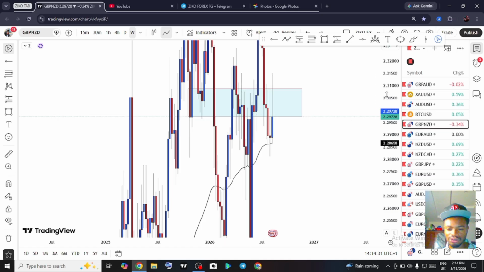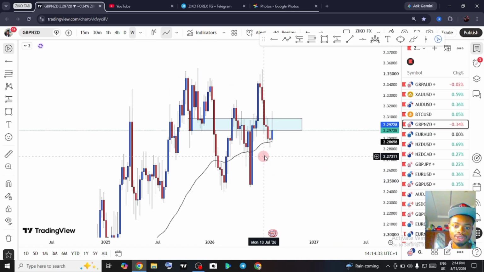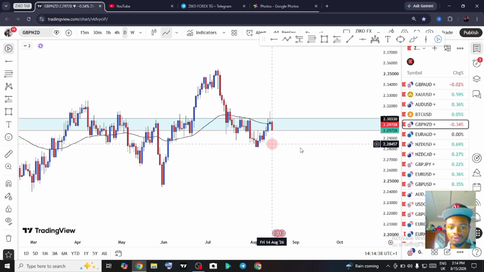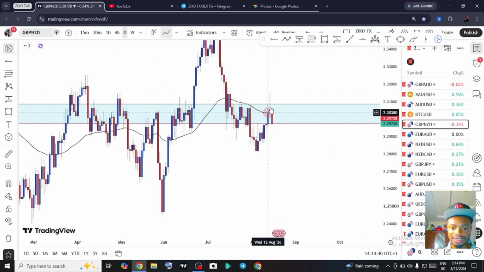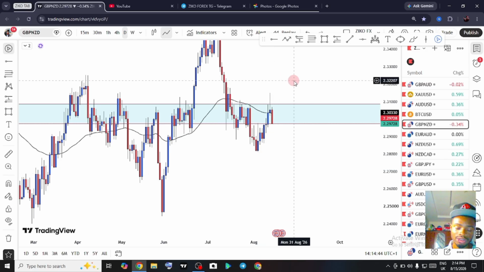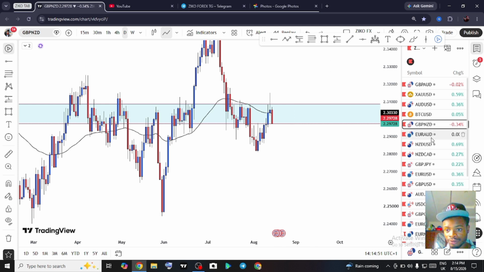So I'll still be paying attention to this market. I just want to see what will happen. But for now, I don't really have any clean direction on exactly what to do. I think that this market might actually react from this level, but the weekly is telling me that it's also going to buy, right? So I don't know what to do right now, so I'm not going to be forcing the market.